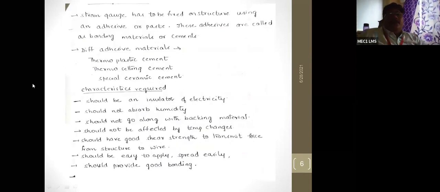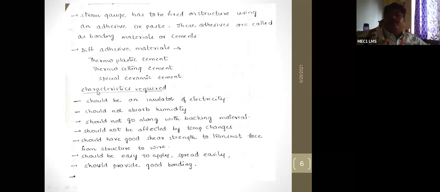And then next, the strain gauge has to be attached with adhesive materials. That means the materials are adhesives or paste. These adhesives are called bonding materials or cements. Different adhesive materials are there. What are those? Thermoplastic cement, thermosetting cement, special ceramic cement.